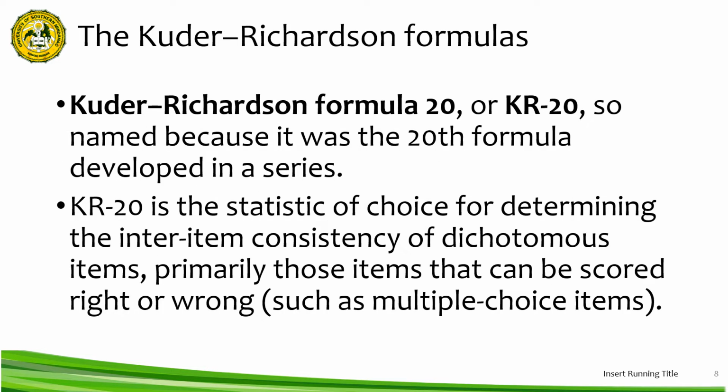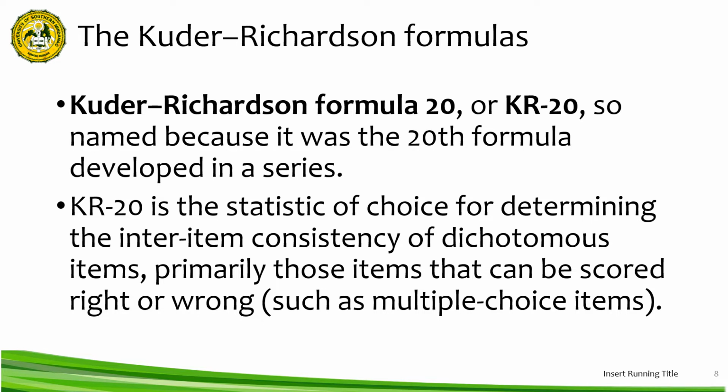So let's proceed to the Kuder-Richardson formulas. Kuder-Richardson formula 20 or KR20, so named because it was the 20th formula developed in a series. KR20 is the statistic of choice for determining the inter-item consistency of dichotomous items, primarily those items that can be scored right or wrong, such as multiple choice items.